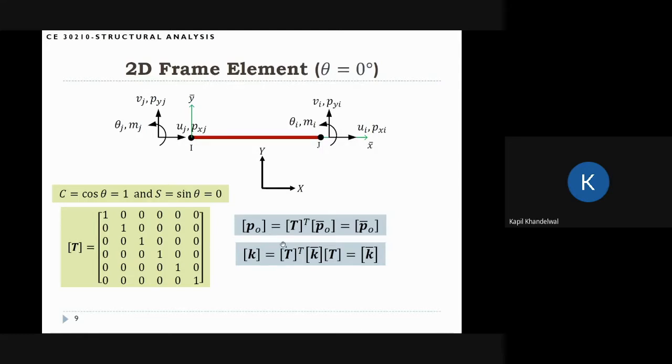And again, for this case, you can see that P0 is equal to P0 bar, and K is equal to K bar. So this is the case if you have a beam. A lot of times, in 2D frames, we have horizontal members. You can always choose the left side as the I node and the right side as the J node, and then theta is equal to 0, and you don't have to do any transformation because your transformation matrix will be identity. So your K is going to be K bar and P0 is equal to P0 bar. So this is a special case. Always remember theta is equal to 0.